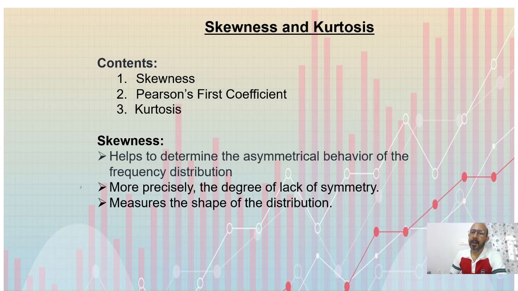In the previous session we discussed the normal distribution. This session we will cover skewness and kurtosis, and also Pearson's first and second coefficients. Skewness and kurtosis are two important statistical measures that describe the shape and characteristics of a distribution. They provide insight into the asymmetry and peakedness of the data respectively.